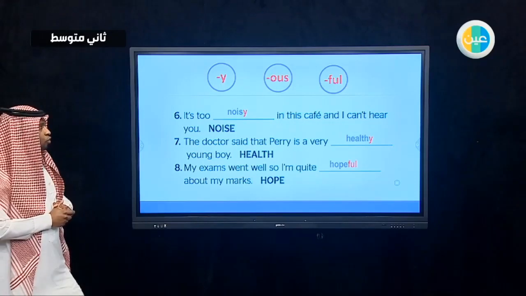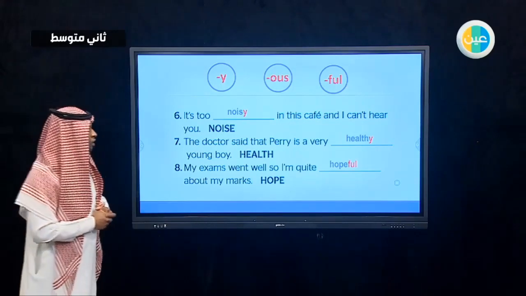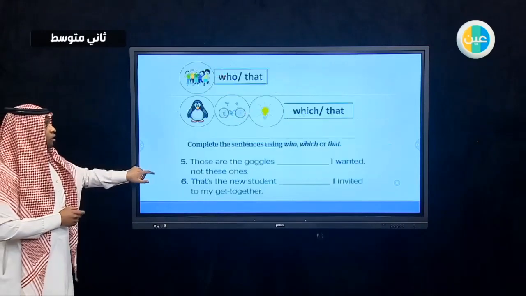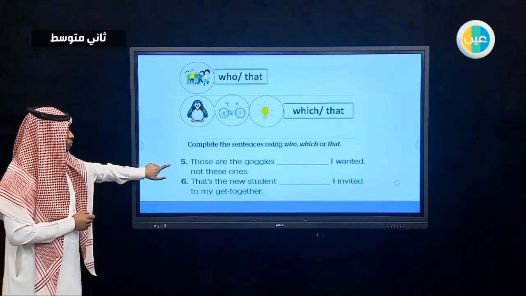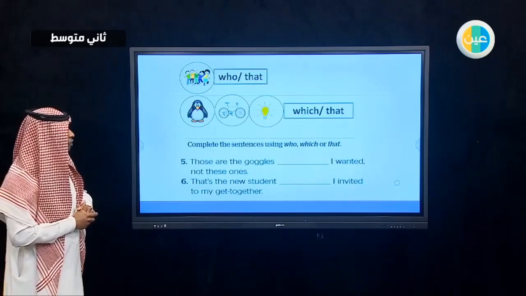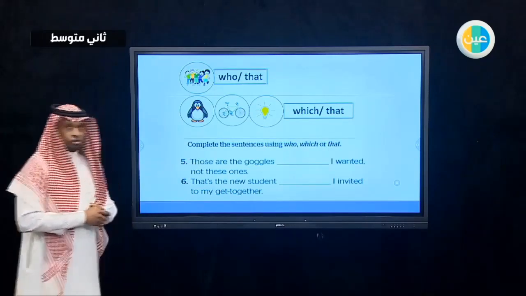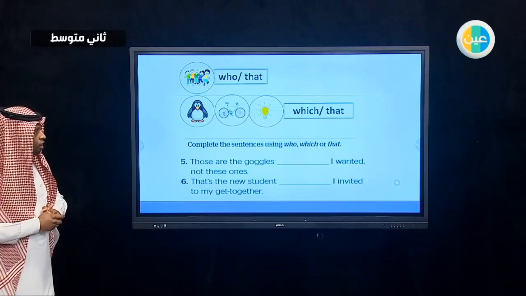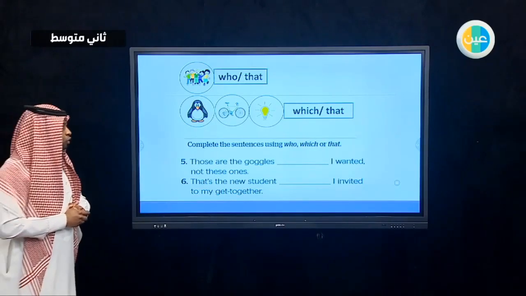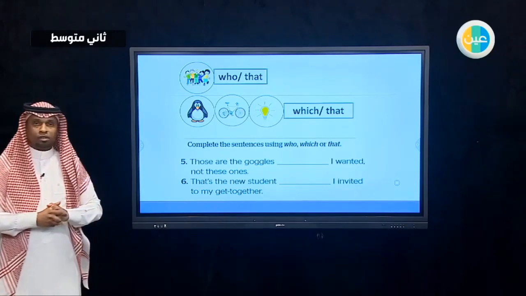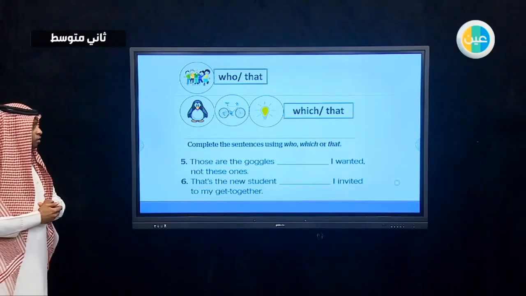It is too noisy in the cave and I can't hear you. So we can't say... Let's move to this one here. Those are the goggles. What do you think? I want not these ones. What do you think? Think about the answer, please.